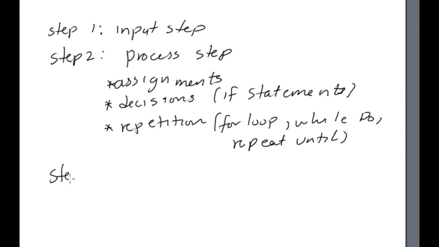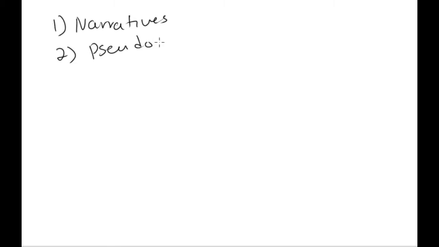And the last step, which is step 3, we have the output step. Now in this step, this is where we usually display the results. Okay, now let's look at ways in which you could represent algorithms. Now we will be learning to represent algorithms in the form of narratives, pseudocode, and flowcharts.